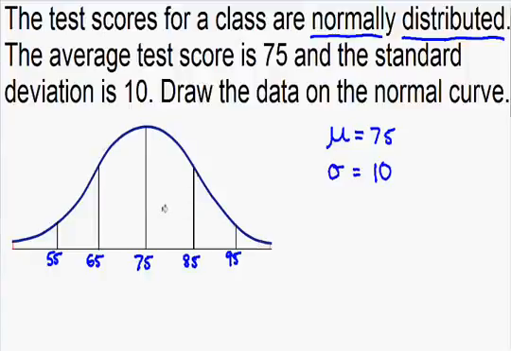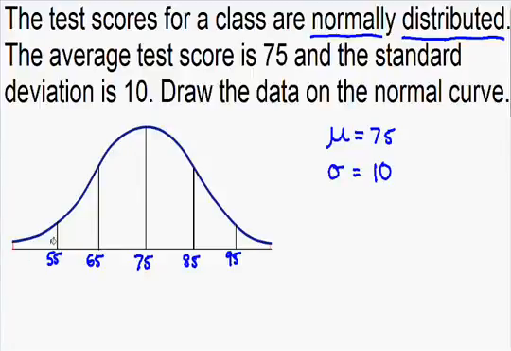And also notice how half of the area under the curve is less than the average. So that means that there's a 50% chance that the student's score is below 75. So this normal curve is a very powerful tool for predicting the probability of a student's test score.